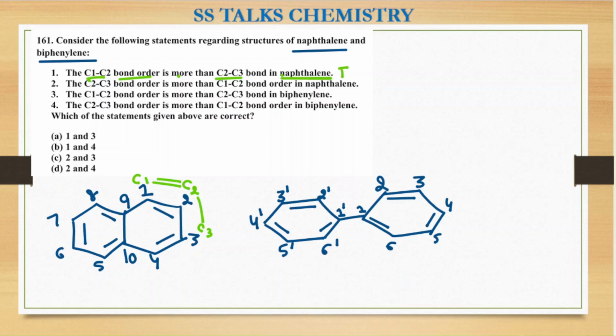Next statement says that the carbon 2 and 3 bond order is more than the carbon 1 and 2 bond order in naphthalene. So that means it is saying the reverse scenario, this one is a false statement.